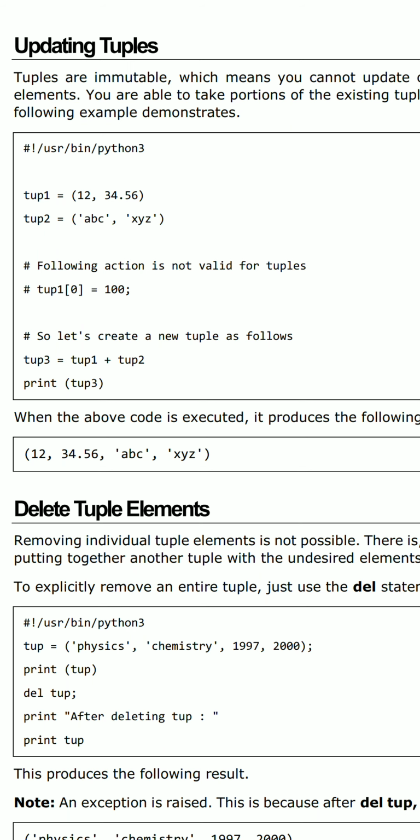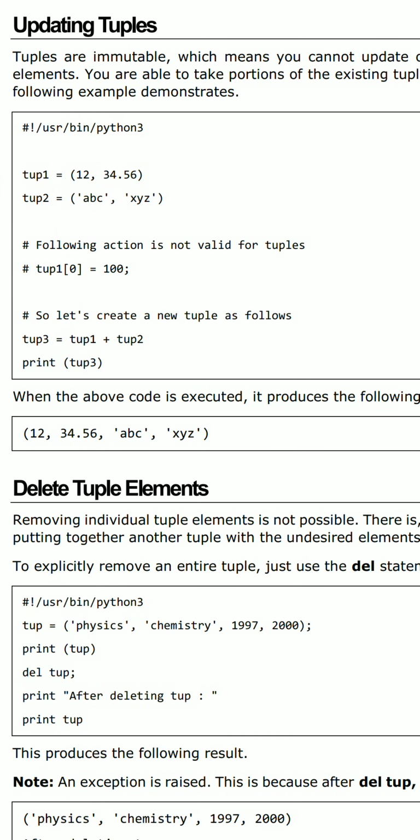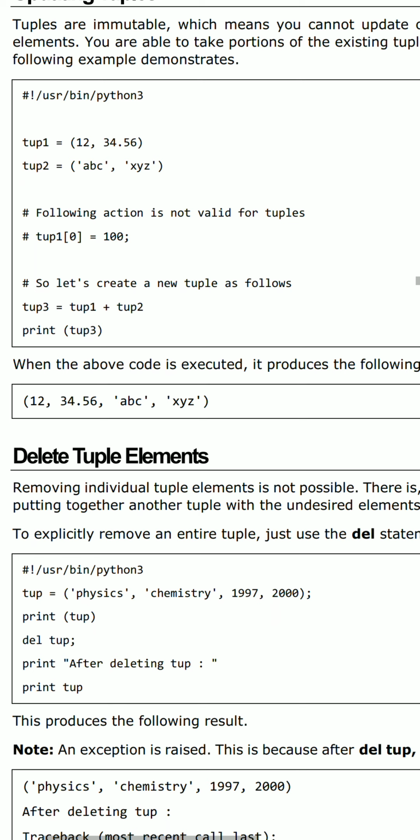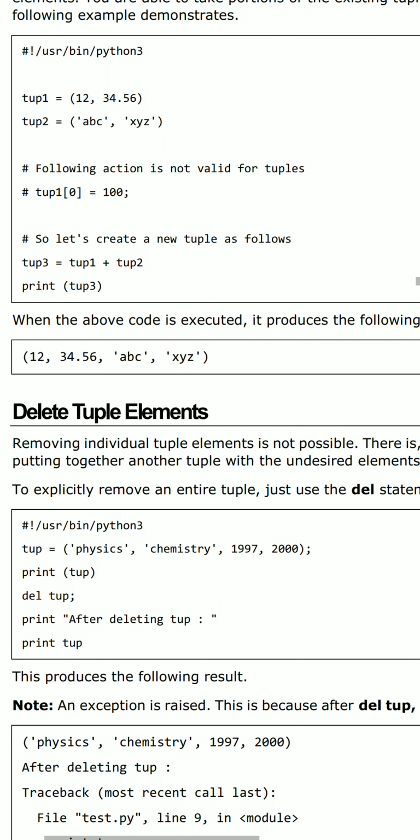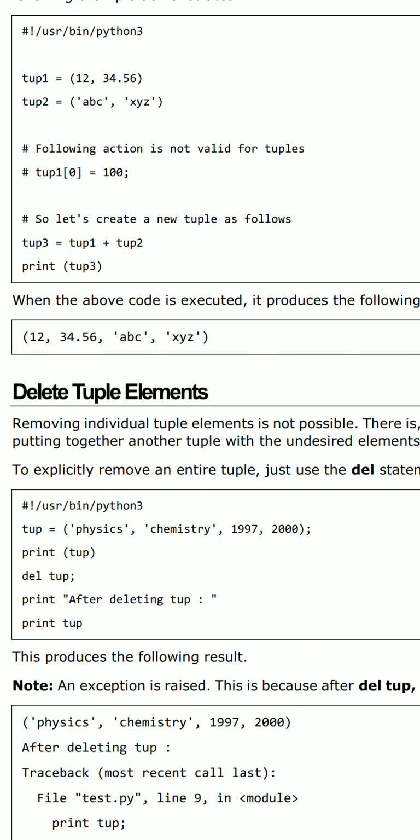Tuple 1 has three values: 12, 34.56. One is a numerical integer value, the other one is a floating value. Next I have taken tuple 2, which has two values, abc and xyz, the two strings. And the following action is not valid for a tuple. Why? Because we can't change the values of tuples. Because those are immutable ones.